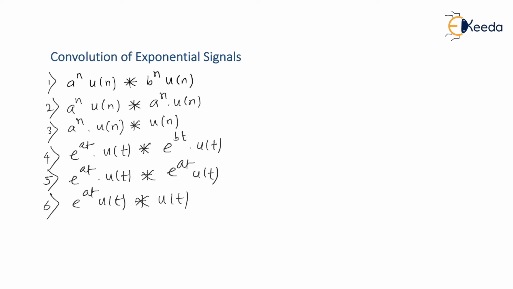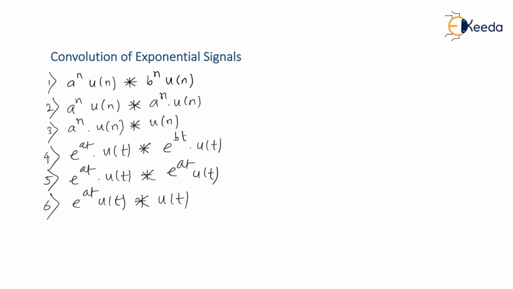So we need to perform convolution of exponential signals which are given below. Question number 1, a raised to n u of n convolved with b raised to n u of n. Then we have a raised to n u of n convolved with a raised to n u of n. That is, in the second question, as you can see, the same signal is convolved with itself. In the third question, a raised to n u of n is convolved with only u of n. And question 4 says e raised to at u of t convolved with e raised to bt u of t.